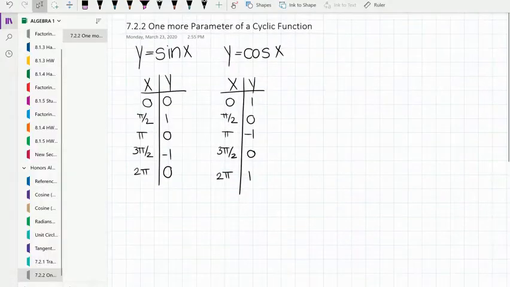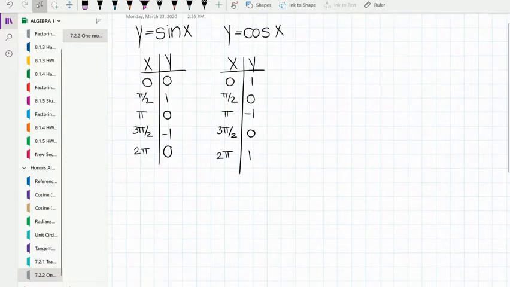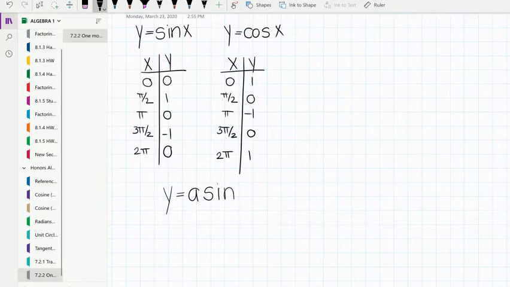We are now going to look at the next type of transformation for trig functions. So I first put down the reference points for both sine and cosine, and then I'm going to just remind us of that general equation. So we have y equals a sine, but what we're going to add now is a b. So the b is a horizontal stretch or compression, but what it affects is the period.